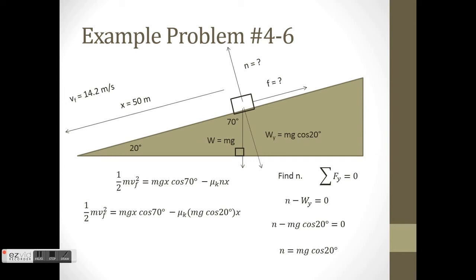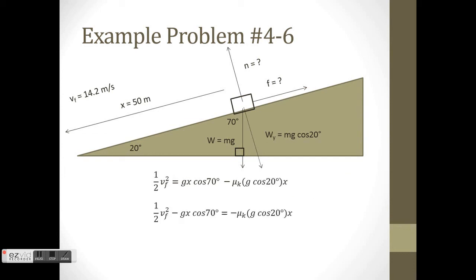Looks like at this point I'm going to divide the m out. There's an m in every term. And we get 1/2 v final squared equals gx cosine of 70 minus coefficient of friction times gx cosine of 20. From here I could subtract gx cosine of 70 to get the coefficient of friction by itself on the right hand side. I then divided everything by negative g cosine of 20 x, and then plugged all my numbers in and got the coefficient of kinetic friction as 0.145.